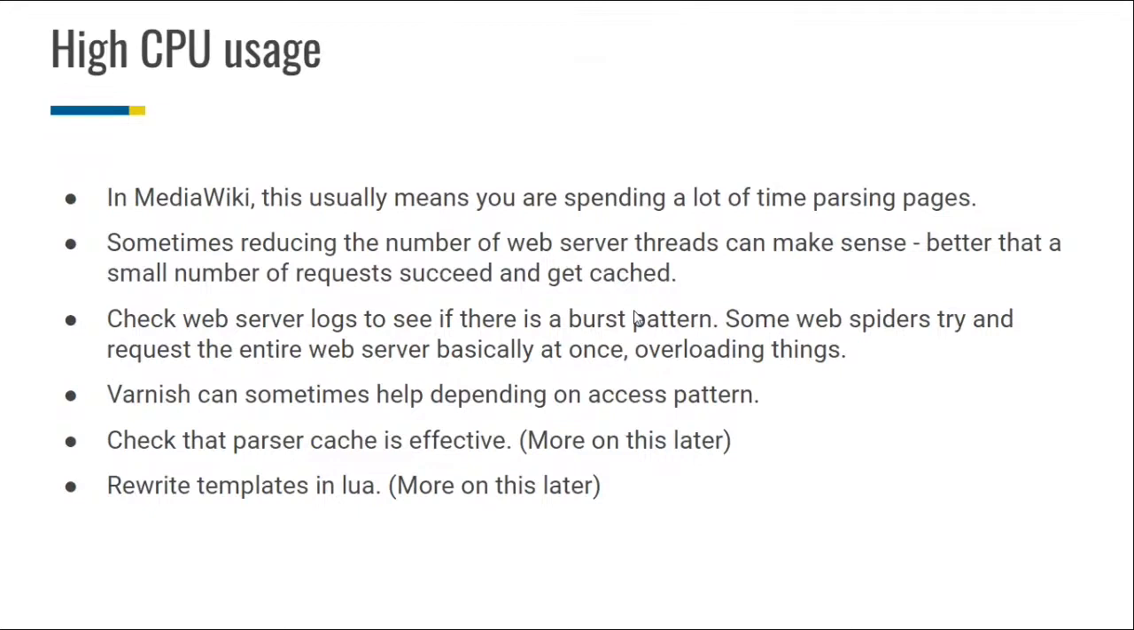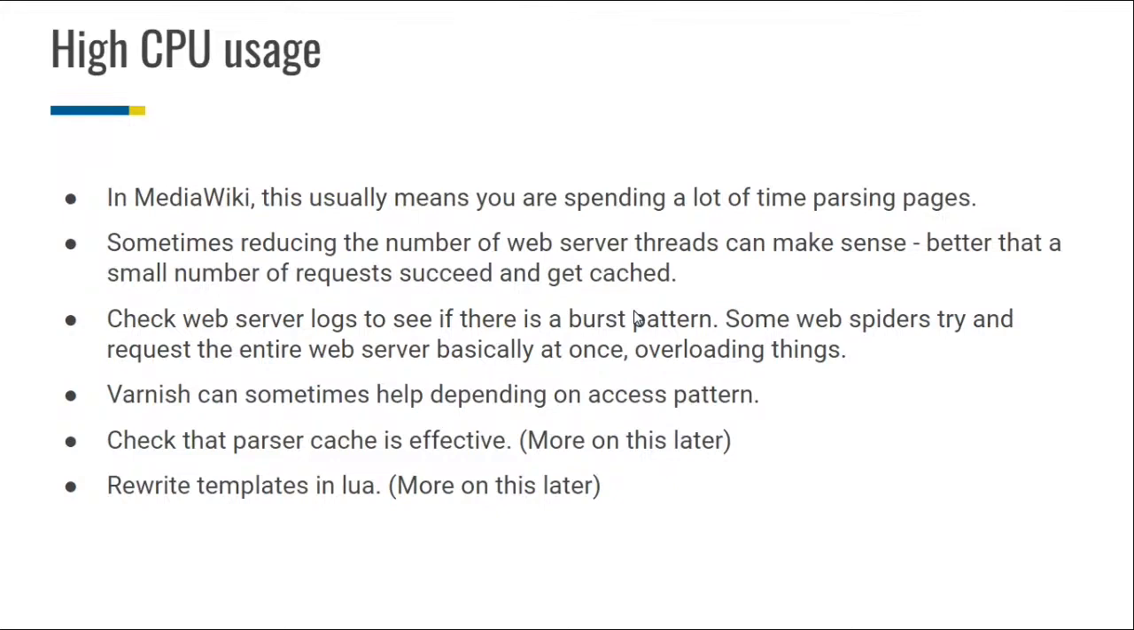The other thing you might have, maybe your memory is fine and you see your CPU usage is really high. This is actually a pretty common thing in smaller MediaWiki instances. In MediaWiki, when your CPU is high, it usually means you're parsing pages over and over again. MediaWiki parsing is what we call the process that turns wiki text into HTML. And when you're using complicated templates, that can take a lot of time for MediaWiki to convert them to HTML.